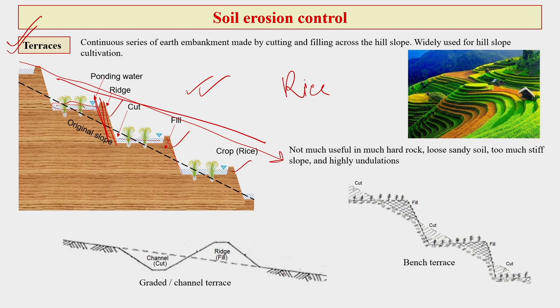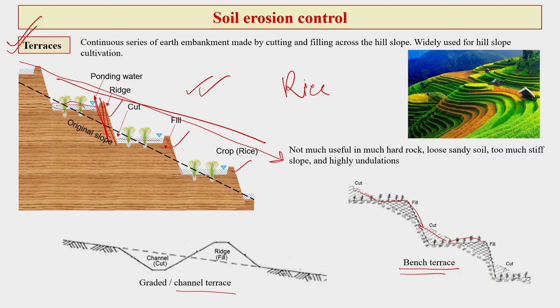There are two more terraces that you often see in hilly terrain. One is the graded or channel terrace and another is the bench terrace. Bench terraces, a couple of slides back, I have also shown how they look. There will be a cut and then a little bit of flat land, and then you fill it again; you cut it, and then again you fill it. So it goes alternately, and then you see a kind of bench system where you can again grow different types of crops.